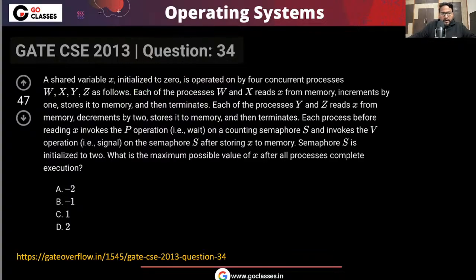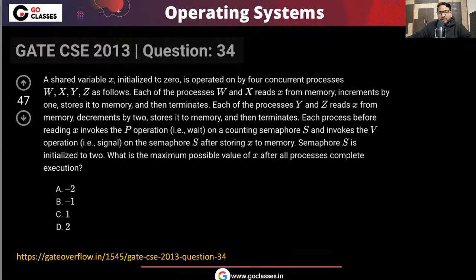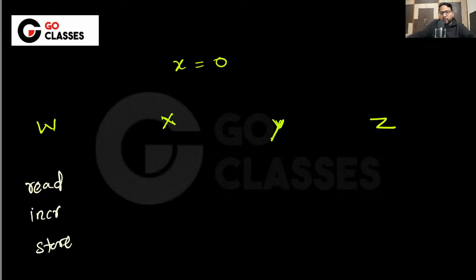So there is a variable x which has been initialized to 0. And then what else are they saying? Let's see. They're saying that there are 4 concurrent processes W, X, Y, Z as follows. Each of the processes W and X reads from the memory, increments by 1 and stores it to the memory. So these are the 3 steps that they do: read, increment and store.